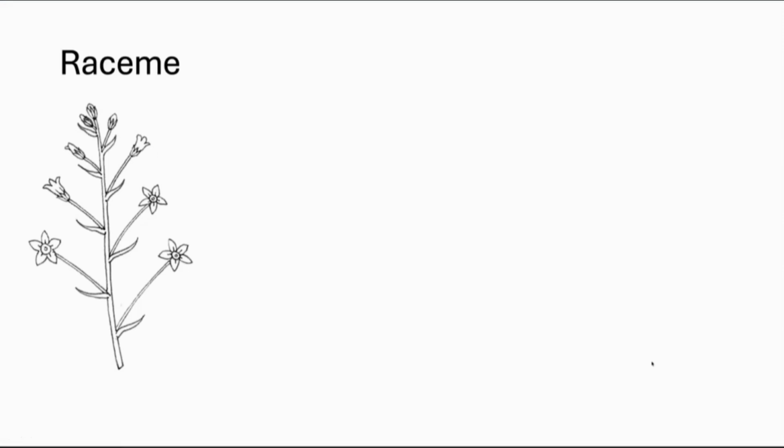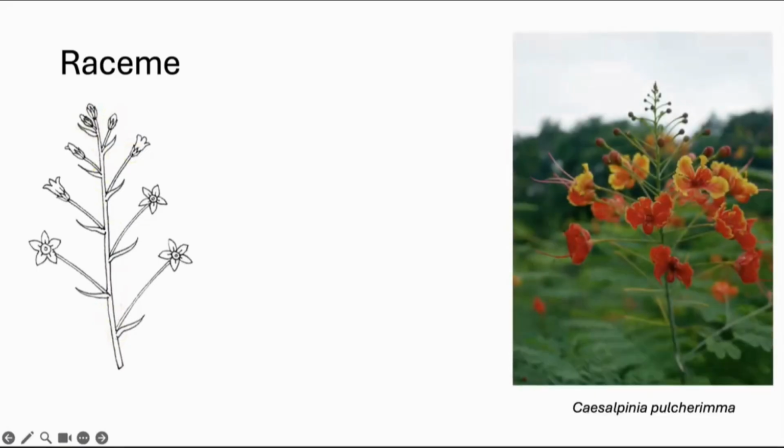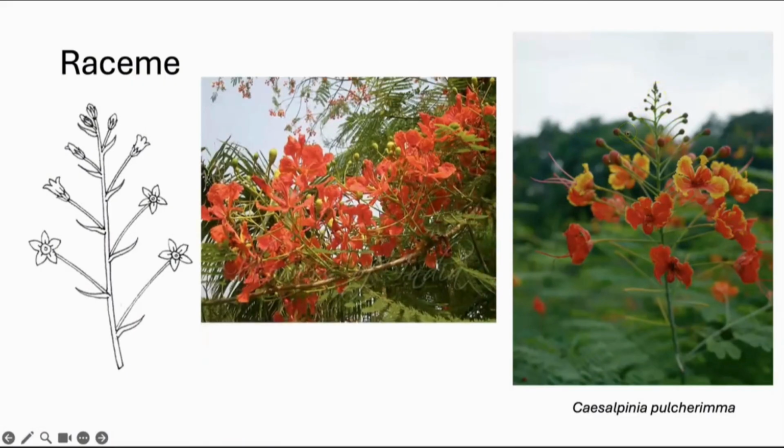The first one is raceme. As I already told, it has the main axis which is elongated, and inside we can see the flowers. So the older flower will be in the bottom region and the younger flower will be in the top. And the example for this is Caesalpinia pulcherrima. You can see here the older flowers in the bottom and the younger buds in the top. And the next one is Delonix regia.